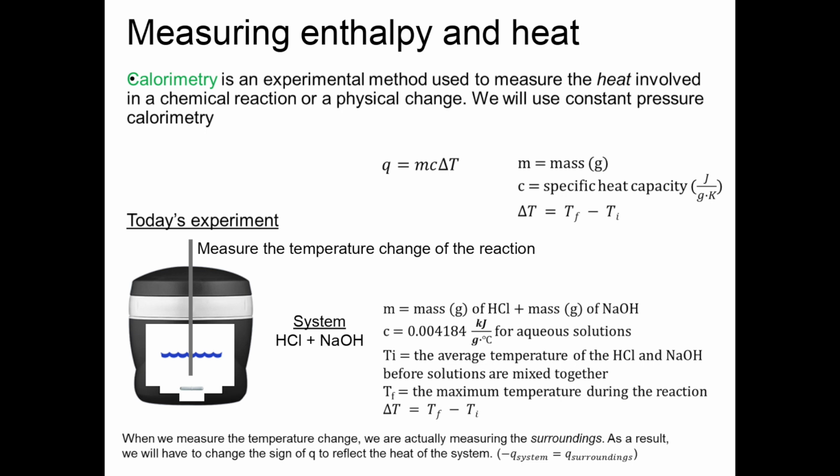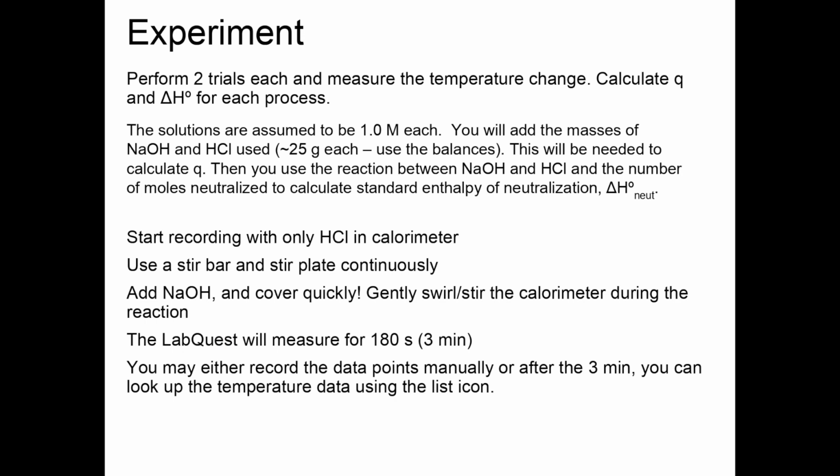So one thing to note here, like I said before, we have to know what we're actually measuring. In this situation, we're measuring the surroundings, and we actually want to calculate for the system. So when we go to do our math, our Q of the surroundings is positive. We're going to have to apply a negative sign so that it's equivalent to the Q of the system. Essentially, you're going to just do all your math and then stick a negative sign in front of it. I'll go over that when I do the actual math with you guys as well.